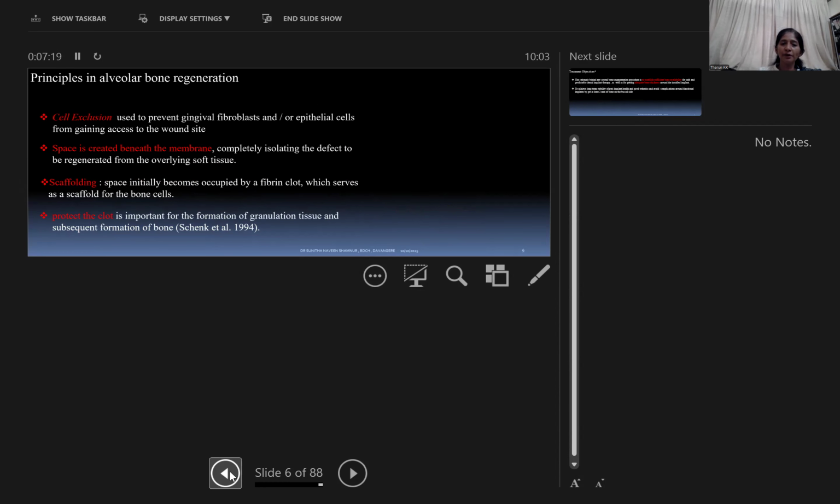So these are the principles where you have cell exclusion. When you're doing a hard tissue augmentation, it's imperative that you have a membrane in place, because you do not want the epithelial cells or the fibroblasts coming onto your hard tissue, thereby giving more of a fibrous integration rather than osteoconduction. And the space which is created beneath the membrane completely isolates the defect. It also serves as a scaffolding. We have the various scaffold membranes that we'll be learning in the further slides. And you need to protect the clot. The initial clot stabilization is very, very important.